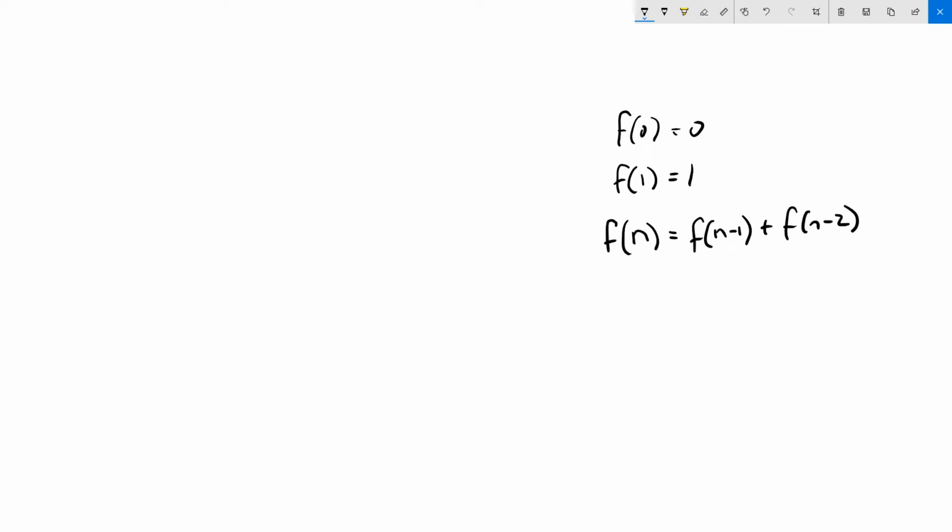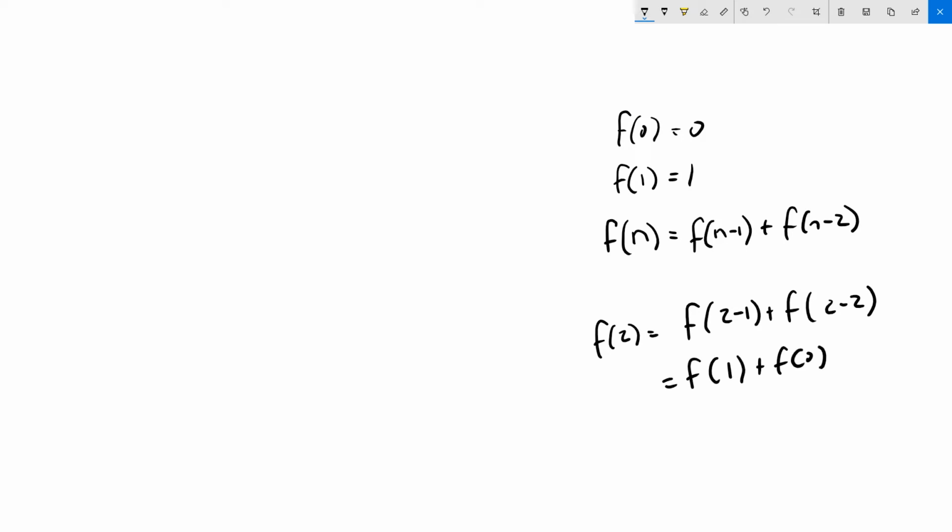So let me give you an example. If we want to take a look at f at 2, for instance, f at 2 would be equal to the function's value at 2 minus 1 plus the function's value at 2 minus 2. This in turn would be equal to f at 1 plus f at 0, which as we defined here, f at 1 is equal to 1 and f at 0 is equal to 0. So that gives us a value of 1. And then you'll see that f at 3 will follow a similar concept. It will be f at 2 plus f at 1, which in turn would be equal to 1 plus 1, which is equal to 2, right? And that pattern will continue on and on and on.